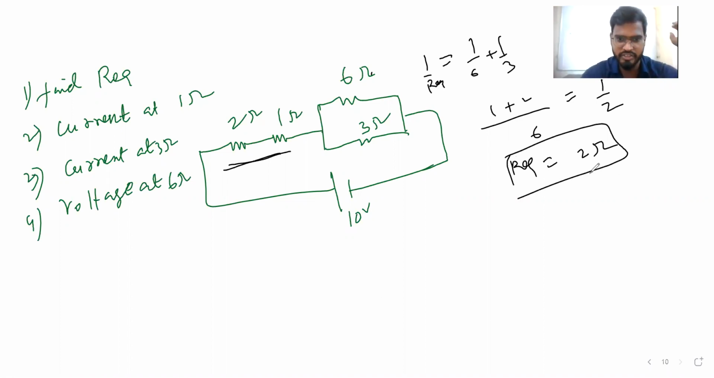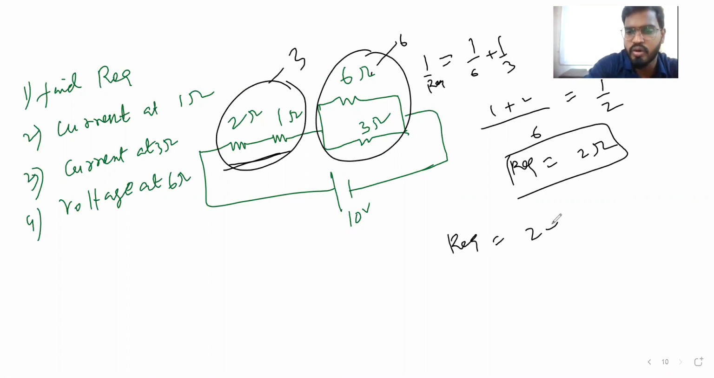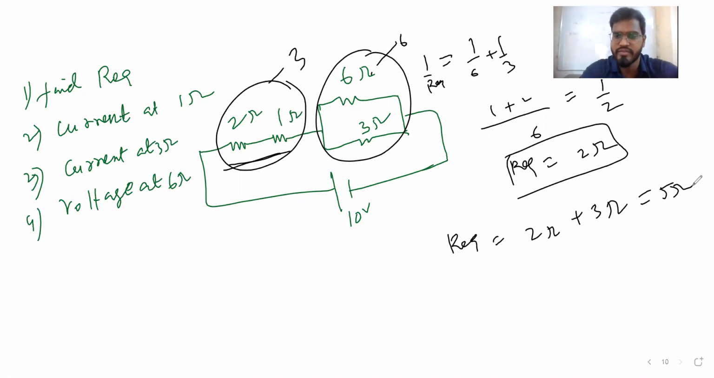Now check this properly. This is 2 and this is 3. The total resistance for this whole circuit is 2 ohm plus 3 ohm, so the total resistance is 5 ohm. That is the first question. Second is to find the current at 1 ohm. So I is equal to V by R. V is 10, divided by R. R is how much?